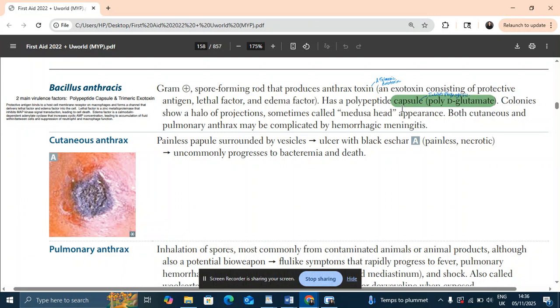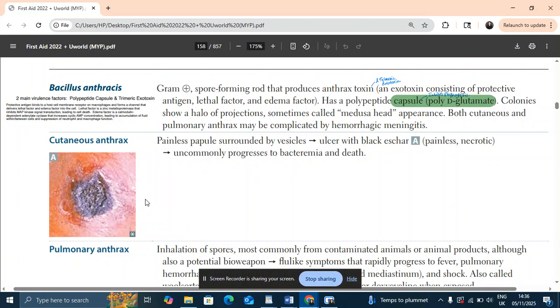And then there are two types of anthrax: cutaneous anthrax and pulmonary anthrax. First we will cover cutaneous anthrax. Always remember the words black painless lesion. If you remember this, you will remember everything about cutaneous anthrax. There are three steps of progression of cutaneous anthrax. This image is very important. The first step is the formation of a painless papule.